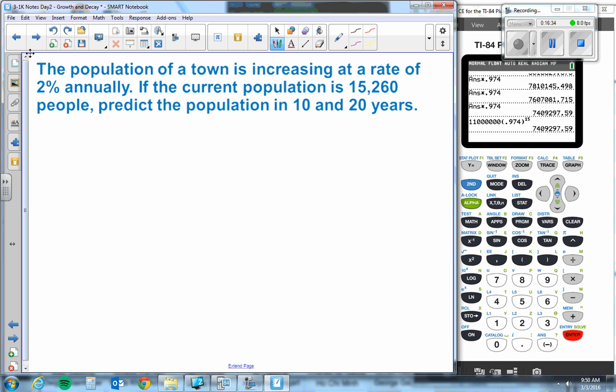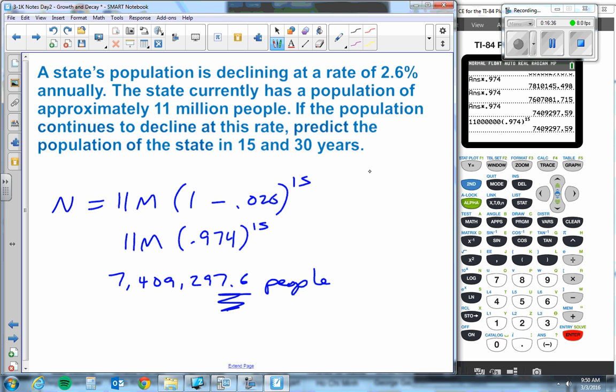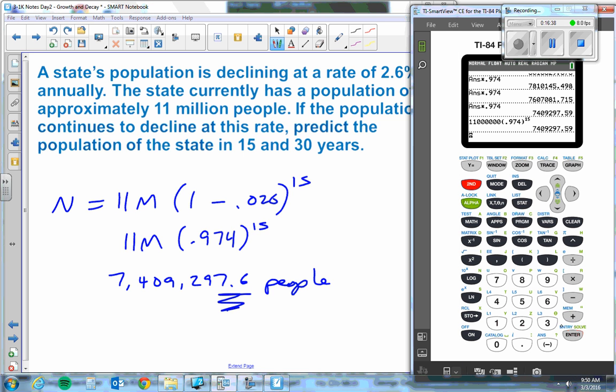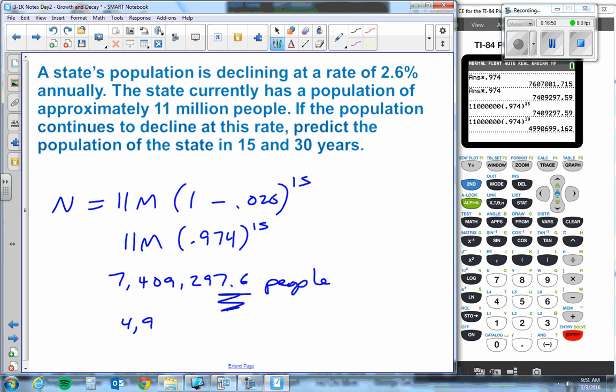Next one. Oh, wait, I forgot. We're supposed to do 30 as well. So since you have the formula, just do second entry in there and replace the 15 with a 30. And here, this definitely pays off to do it that way. So you can see after 30 years, it's lost more than half of its population.